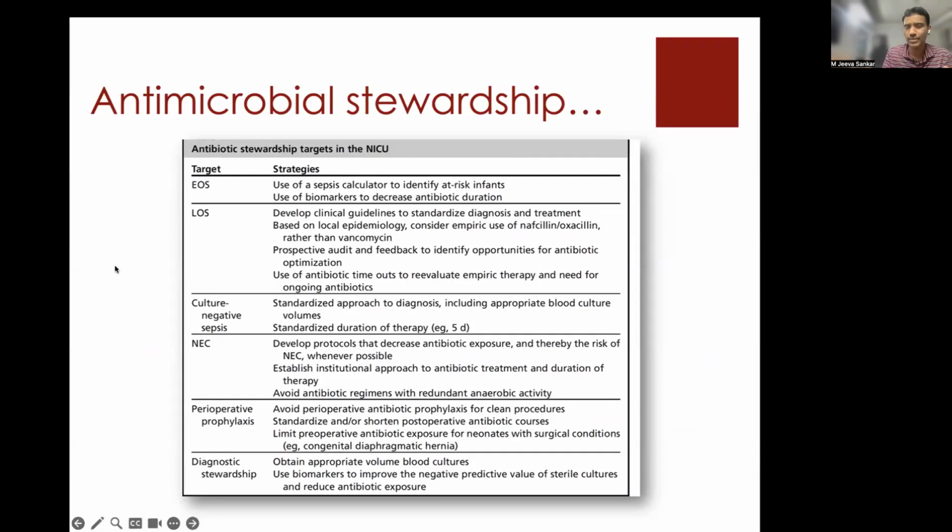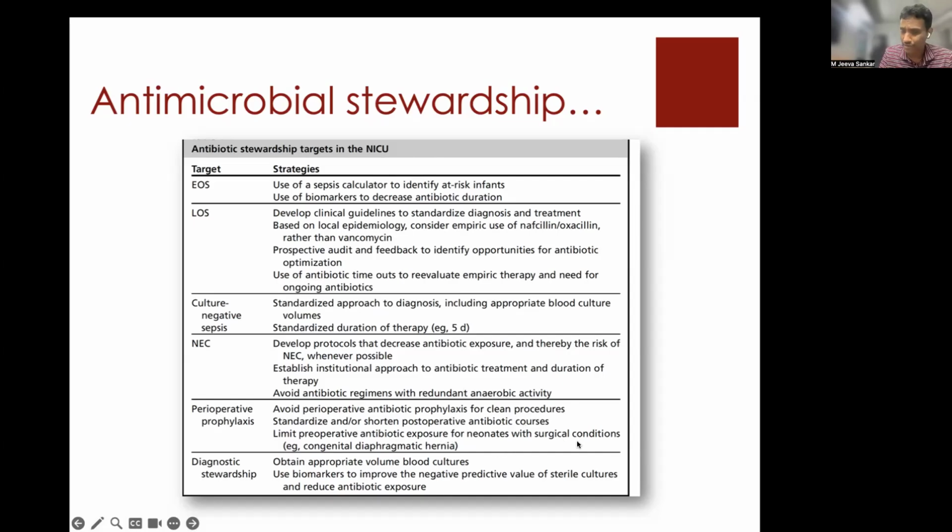For early onset sepsis, these are again from high income countries, they use a sepsis calculator to identify babies who need antibiotic initiation. For late onset sepsis, prospective audit and feedback or pre-authorization and so on. For NEC particularly, avoid antibiotic use with redundant anaerobic activity. Perioperative prophylaxis for clean procedures you don't need at all.